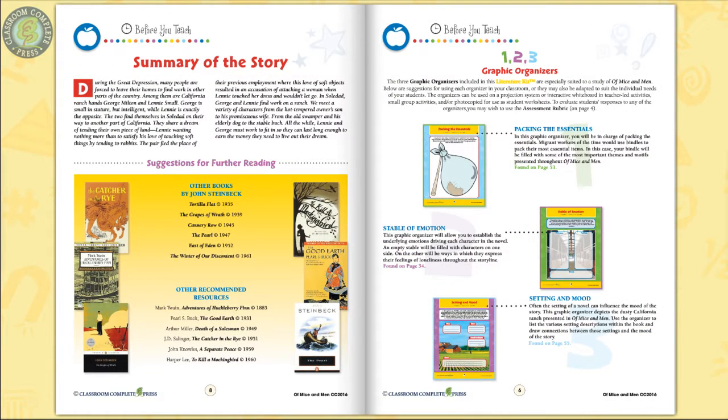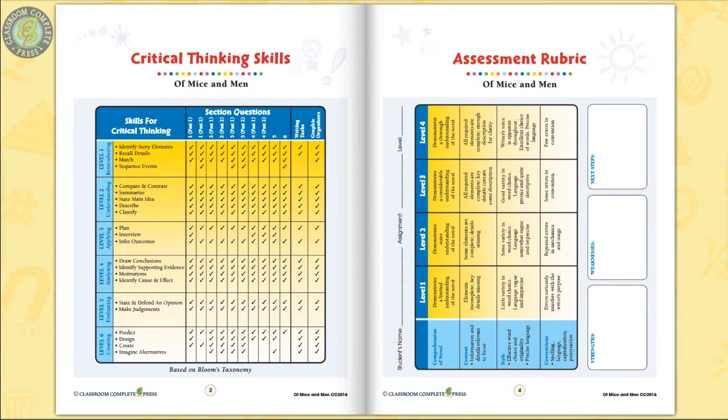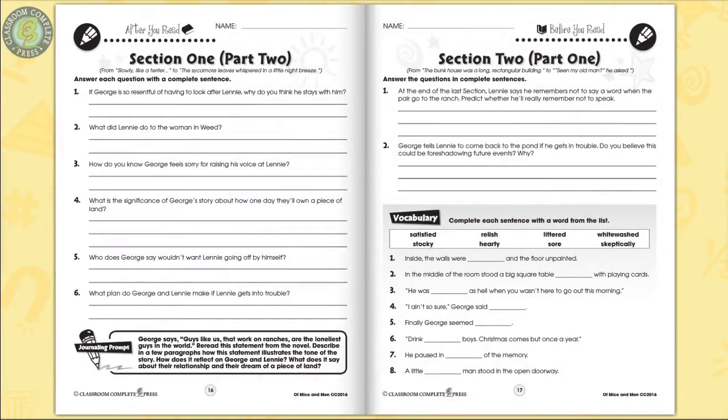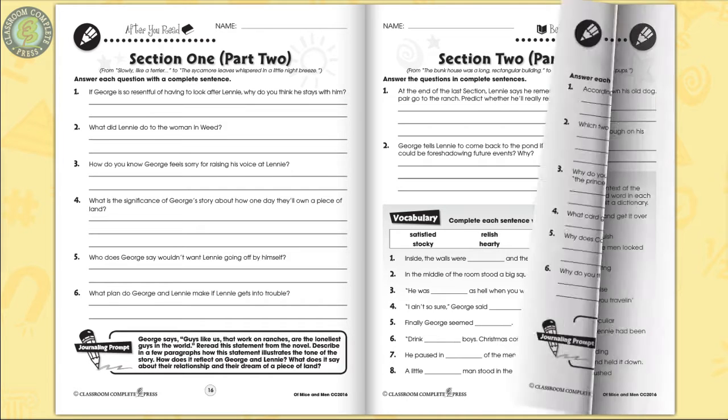55 pages chock full of before-you-read worksheets for each chapter section, along with vocabulary prompts to prepare your students for the reading, with rubrics, teacher guide, and author biography. Become familiar with tricky words from the novel prior to reading by using them in a sentence.